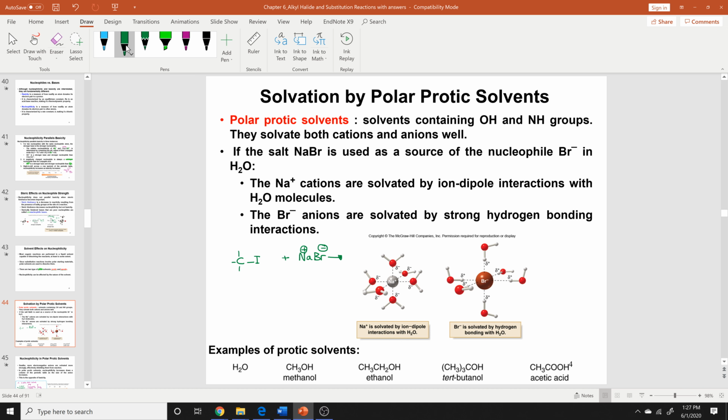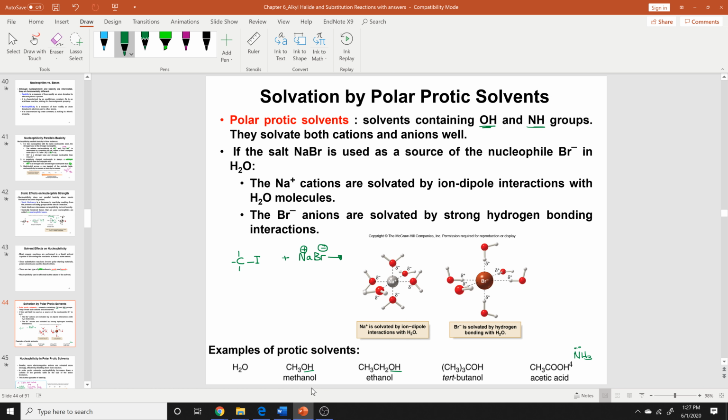Polar protic solvents are solvents having OHs and NHs. For example, here are different polar protic solvents. All of these solvents do have OHs in them. I can use ammonia. Ammonia can also be a solvent, and it has an NH, so it's considered a polar protic solvent. So if I use a polar protic solvent, like in this example, water, what is it going to do?